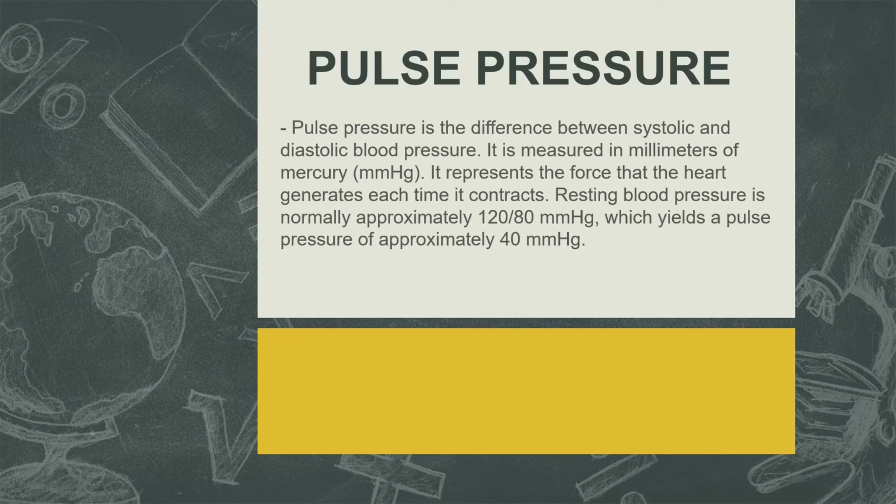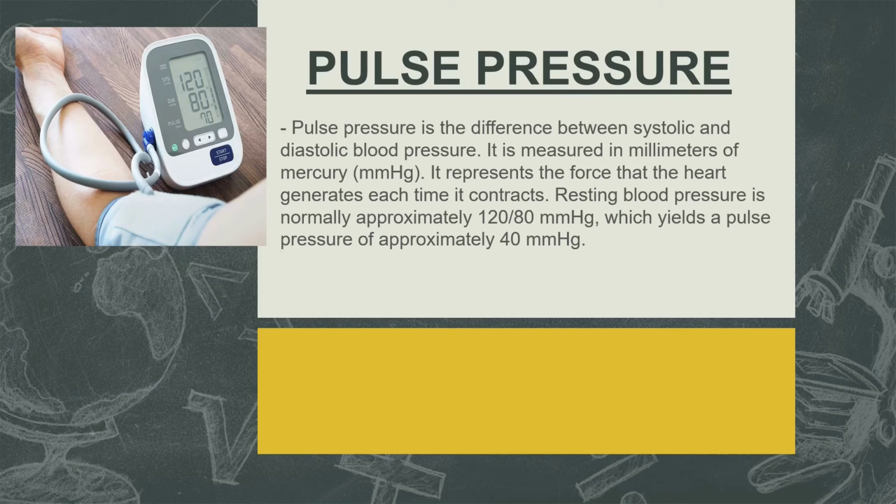Before we get into the topic, let me tell you about pulse pressure. The pulse pressure is the difference between systolic and diastolic blood pressure. It is measured in millimeters of mercury and represents the force that the heart generates each time it contracts. Systolic represents the measure of the force your heart exerts on the walls of your arteries. Meanwhile, diastolic measures the amount of pressure in your arteries during the relaxation of your heart muscles.